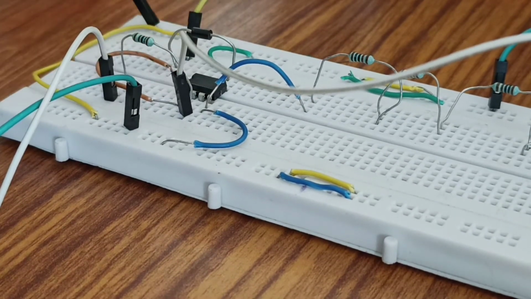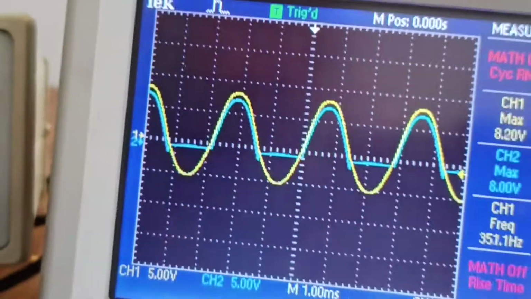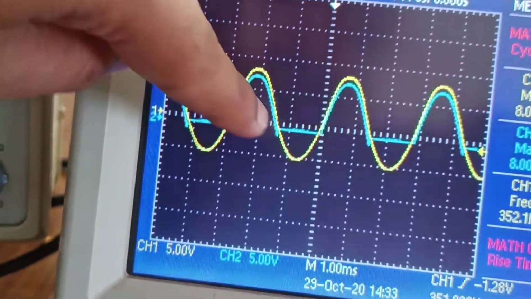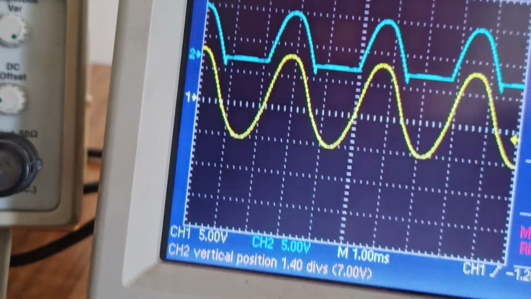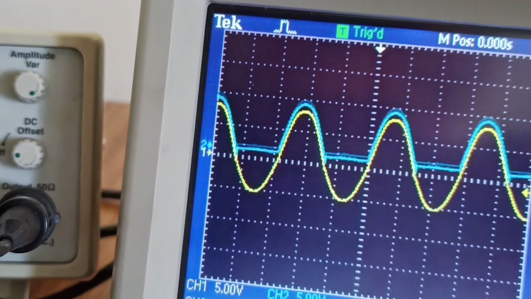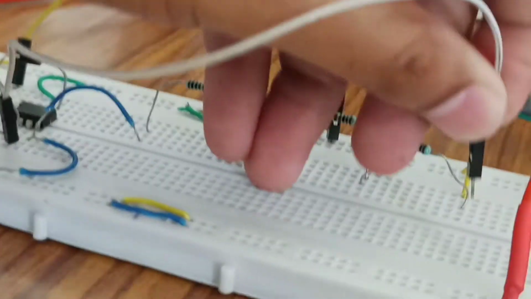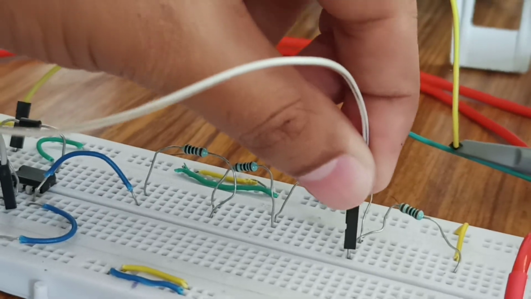Now if you look at the output, the upper portion is there and the lower portion has been clipped. If you see the signal, the lower portion has been clipped. Now I will be changing the reference. This is where I am changing the reference. I am making it negative 2.5.